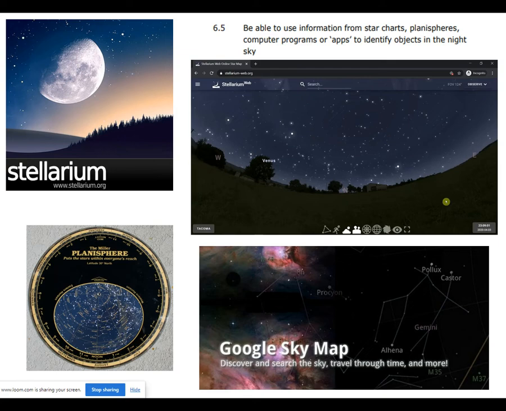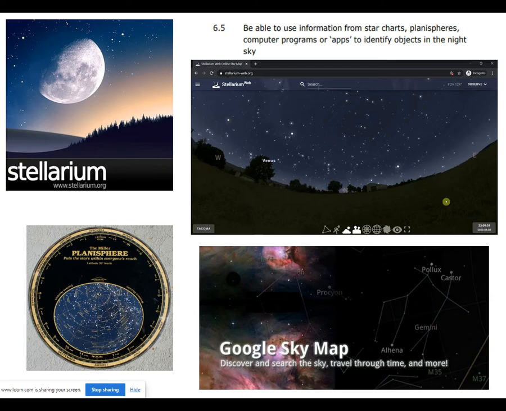Now you do need to buy a planisphere that is made for the right area that you're viewing from. So you can see this is latitude 30 degrees north. Okay, there's other options. Stellarium, hopefully it's something you've used, and you've got Google Sky Map, which you should download onto your phones, and it can help you find your way around the sky.